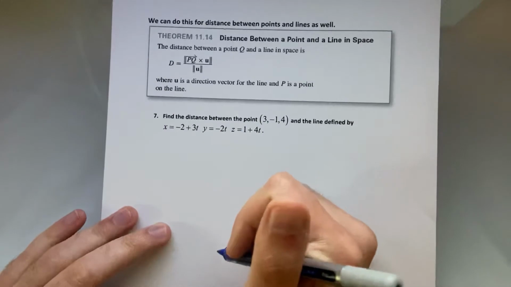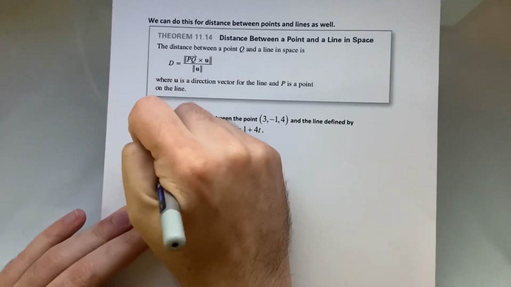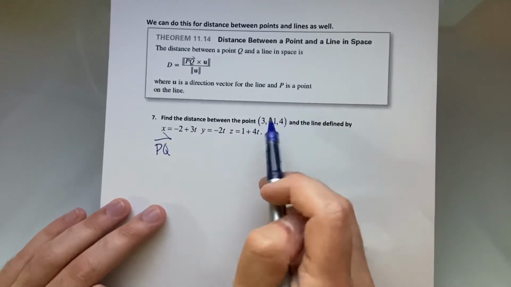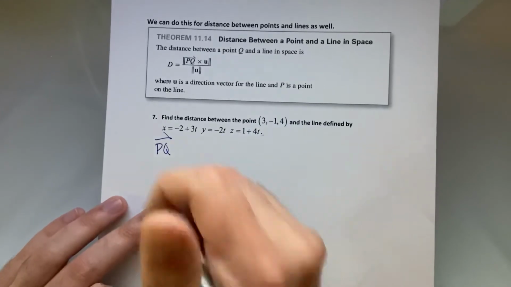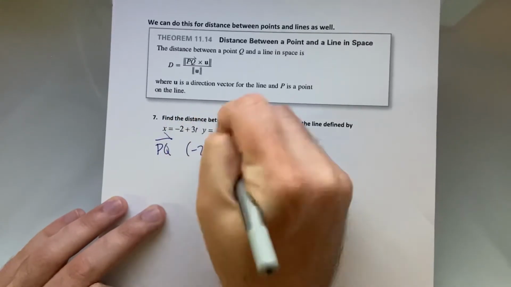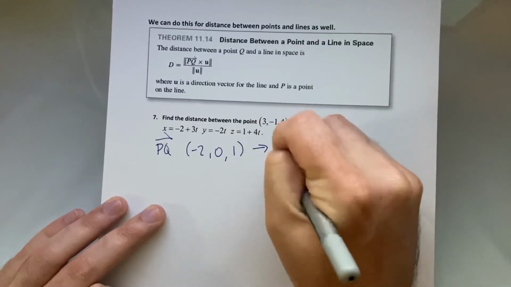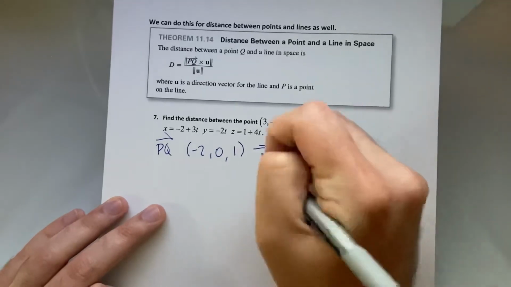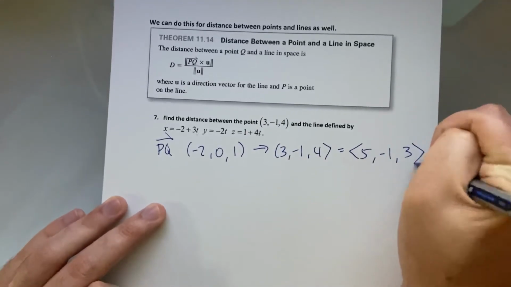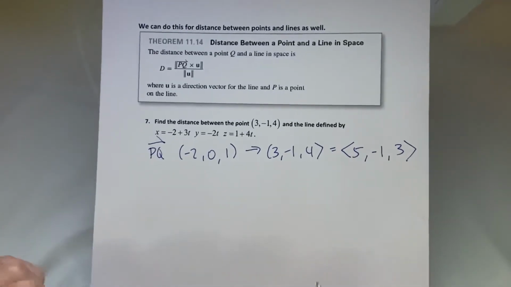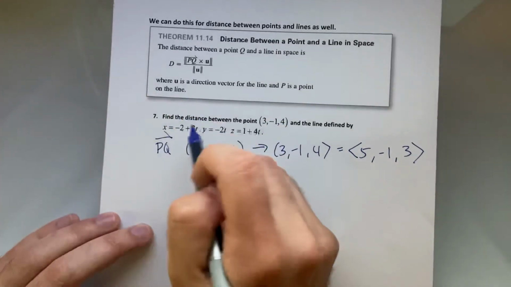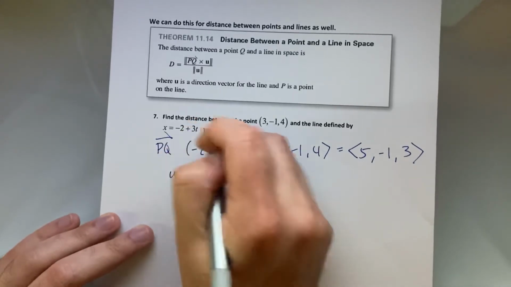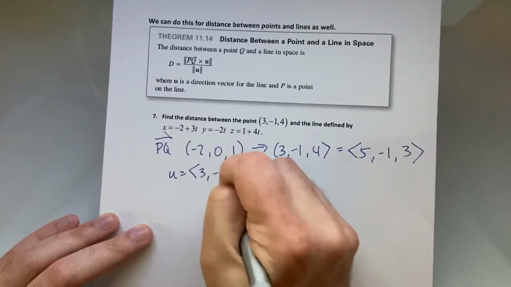Let's do this. Okay, so we've got PQ. Again, this is a vector from some point here to a point there. The easiest point to plug in would probably be when t is 0. So we need to go from negative 2, 0, 1 to the point 3, negative 1, 4. This vector, by subtraction, 3 minus negative 2 is 5. Negative 1 minus 0 is negative 1. 4 minus 1 is 3. It's 5, negative 1, 3. Now we know our line extends in a different direction based on t, so our u are coefficients for t, respectively, 3, negative 2, 4.